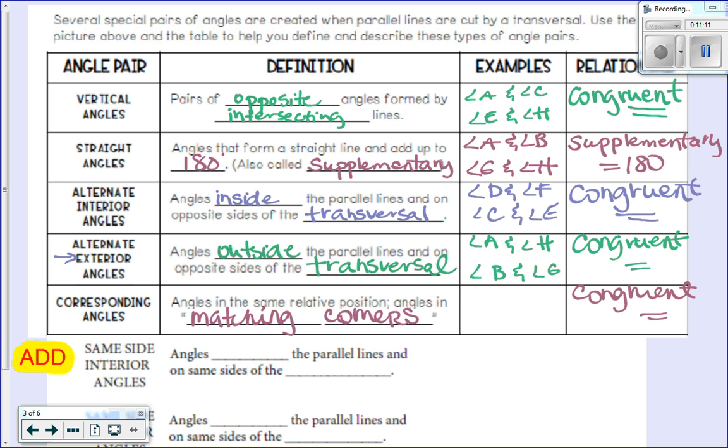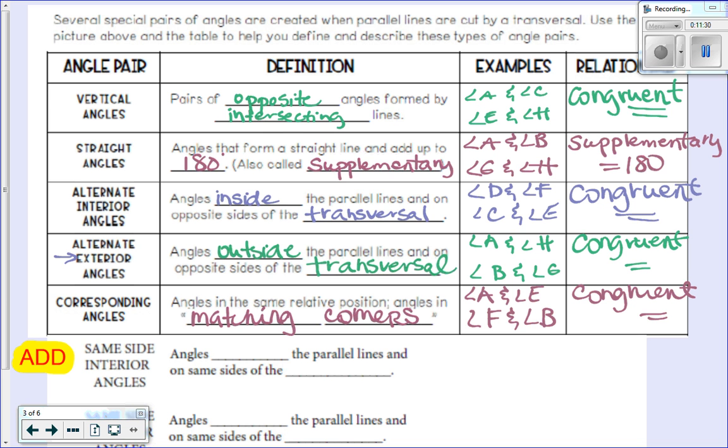And I'm just going to list two that we talked about. We said angle A and angle B are corresponding angles. We also said angle F and angle B. And then we actually talked about all four.